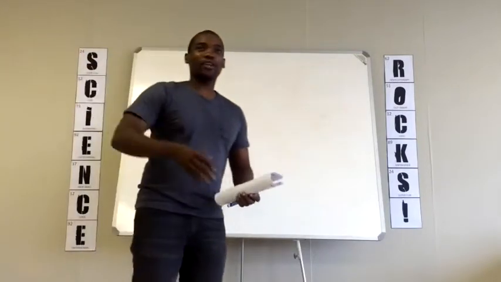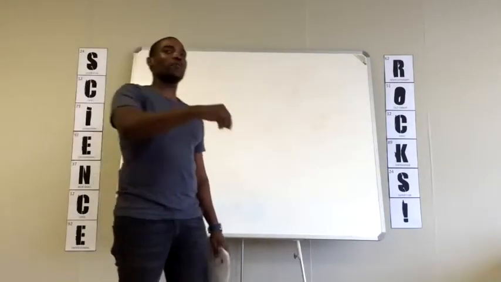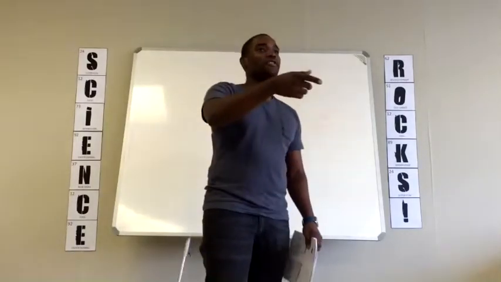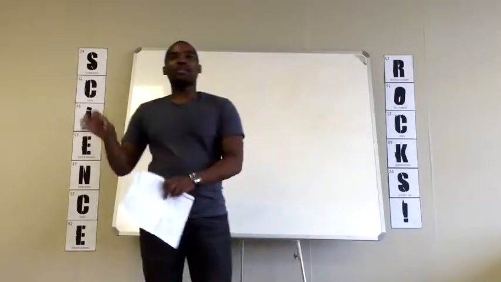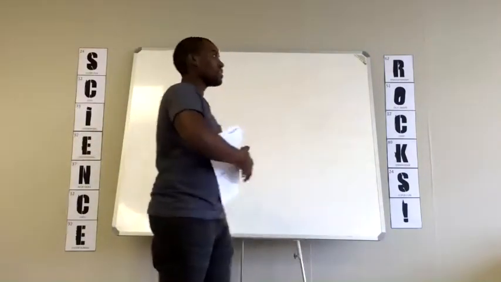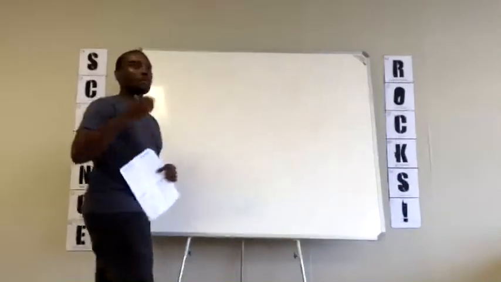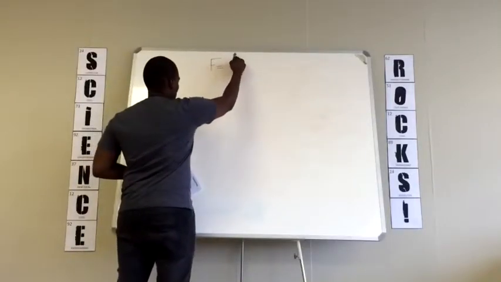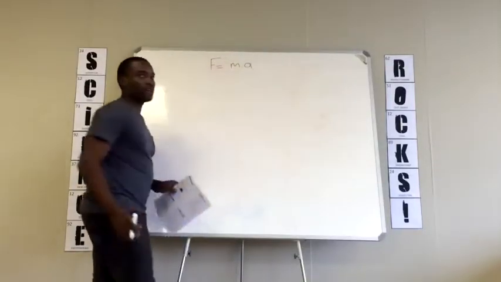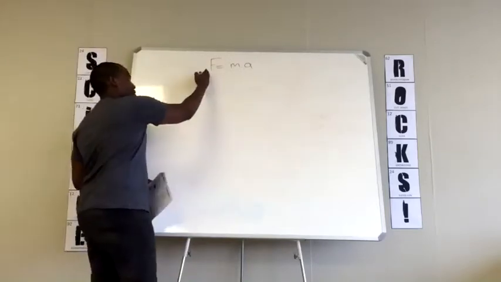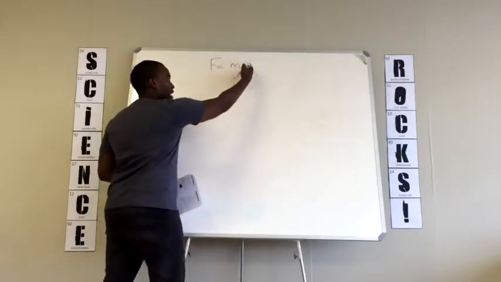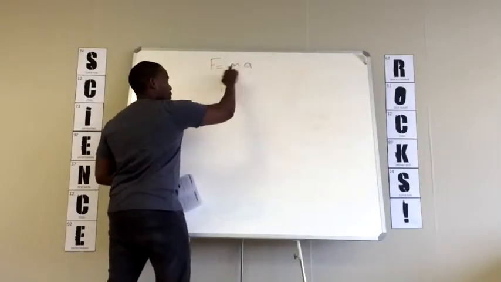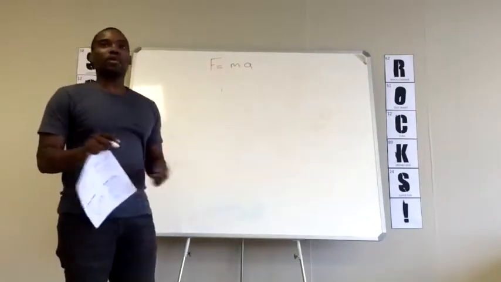I'll accelerate, right? So if a net force is applied onto an object, the object will accelerate in the direction of that net force. The acceleration will be directly proportional to the force applied, and inversely proportional to the mass of the object. Simply put, that whole long statement just says this: if a force is applied to an object, the object will accelerate. The acceleration will be directly proportional to the force and inversely proportional to the mass of said object.